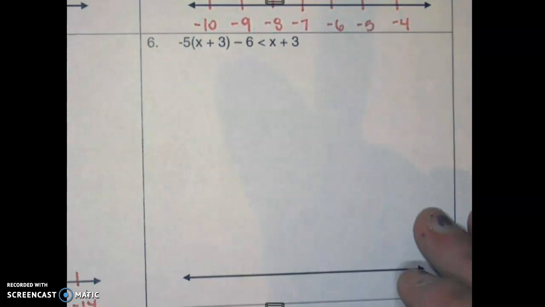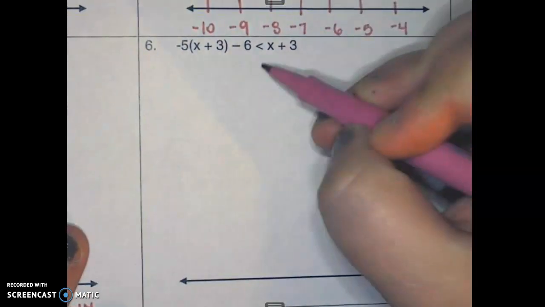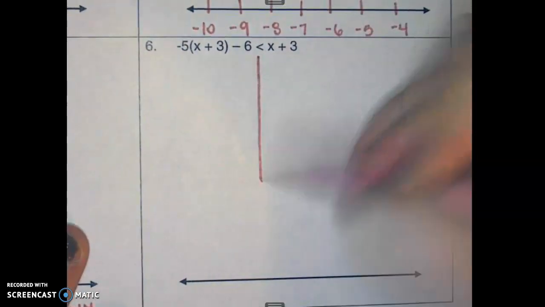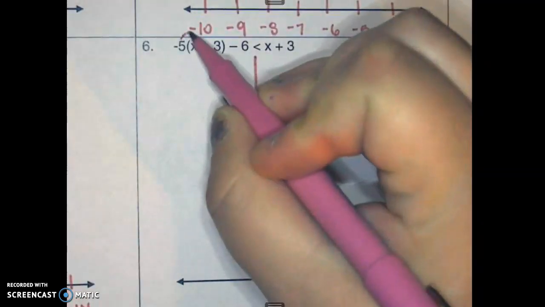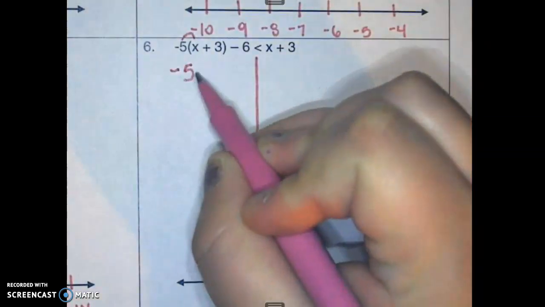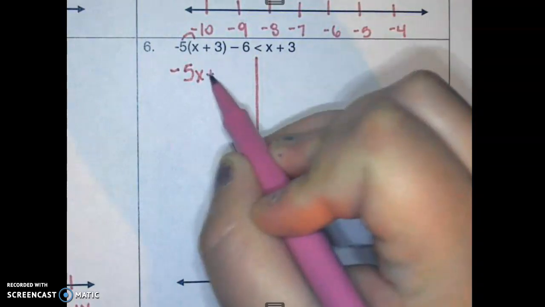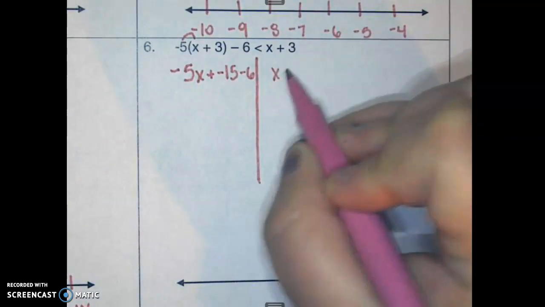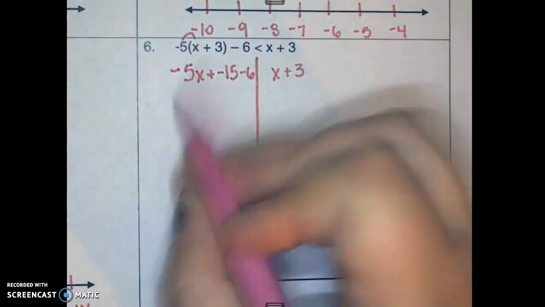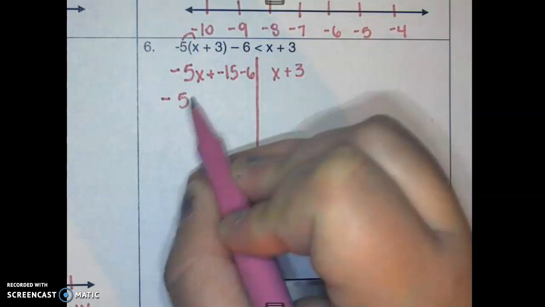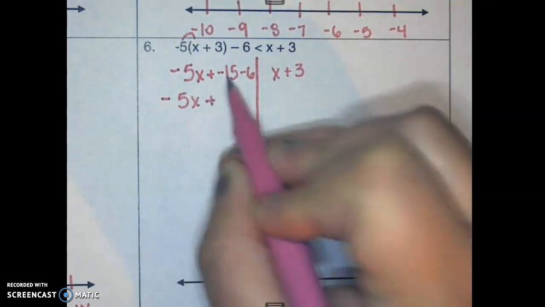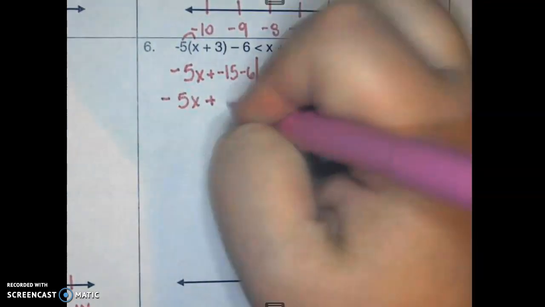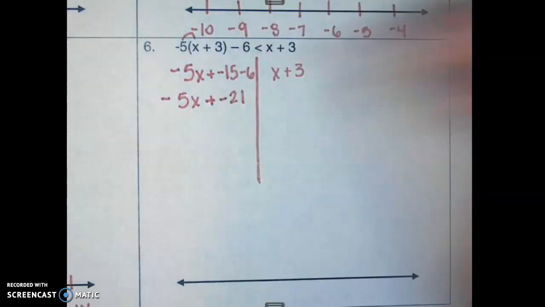Alright. Do you want to try number 6 on your own? Sure. Alright, go ahead and try it on your own. Alright, so we're going to draw a line. I'm going to start by distributing. -5x plus -15 minus 6. Go ahead and combine my like terms over here. -15 minus 6 is -21.